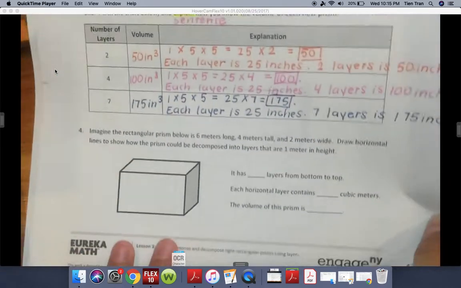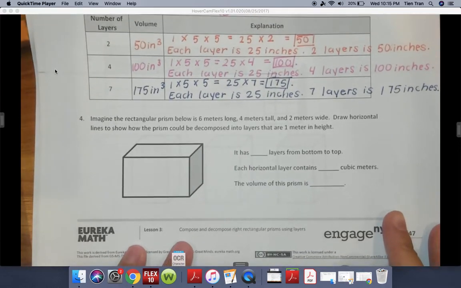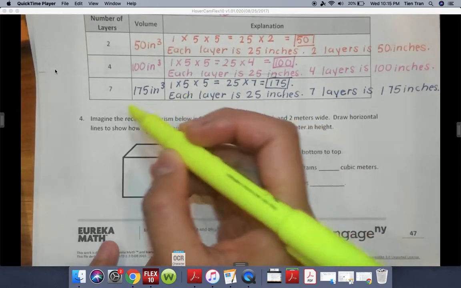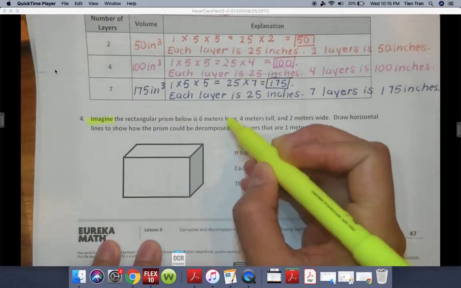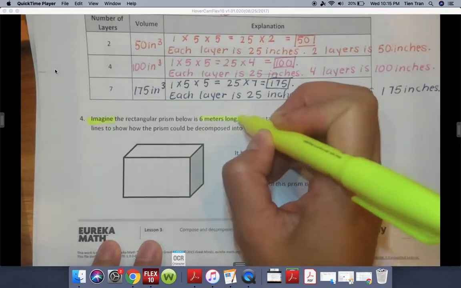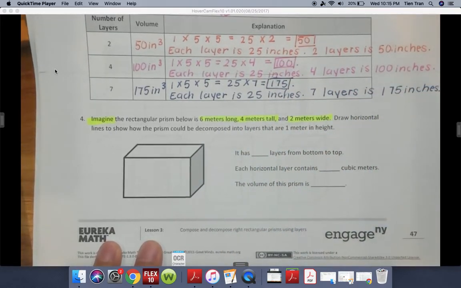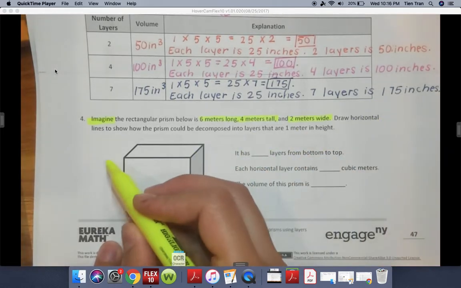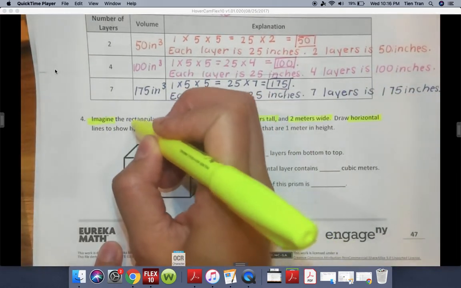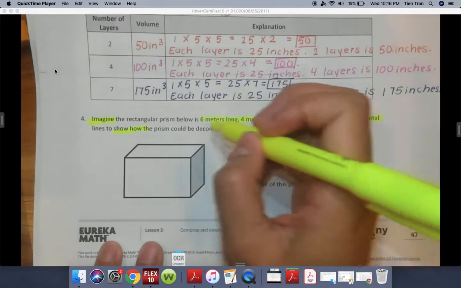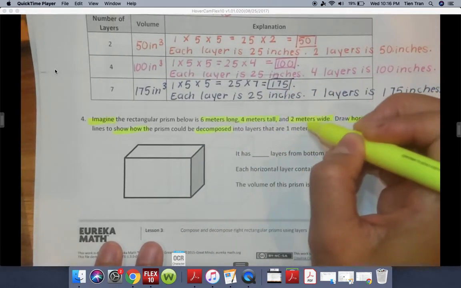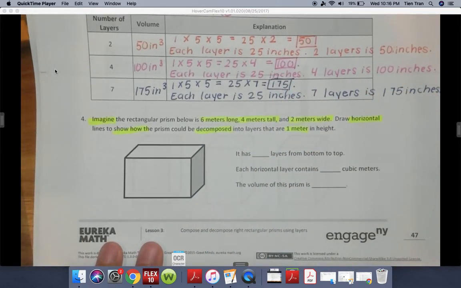Number 4. Imagine the rectangular prism. Where did my highlighter go? Imagine the rectangular prism below is 6 meters long, 4 meters tall, and 2 meters wide. Draw horizontal lines to show how the prism could be decomposed into layers that are 1 meter in height. Okay, so that's a lot of things they're asking you to do at first.